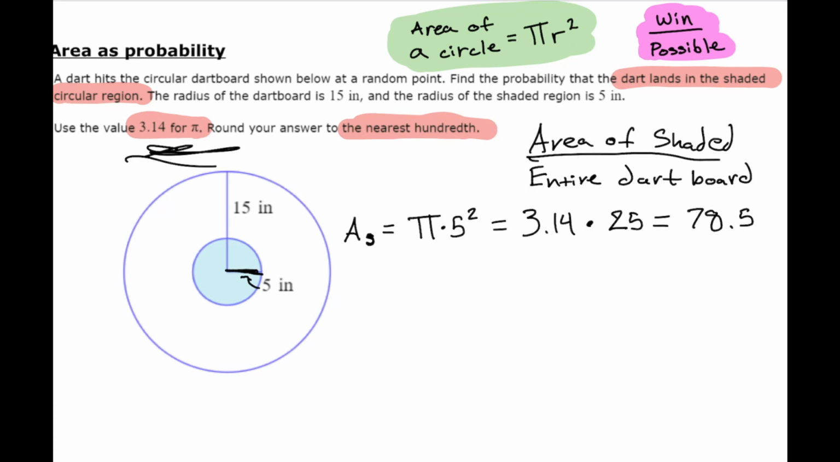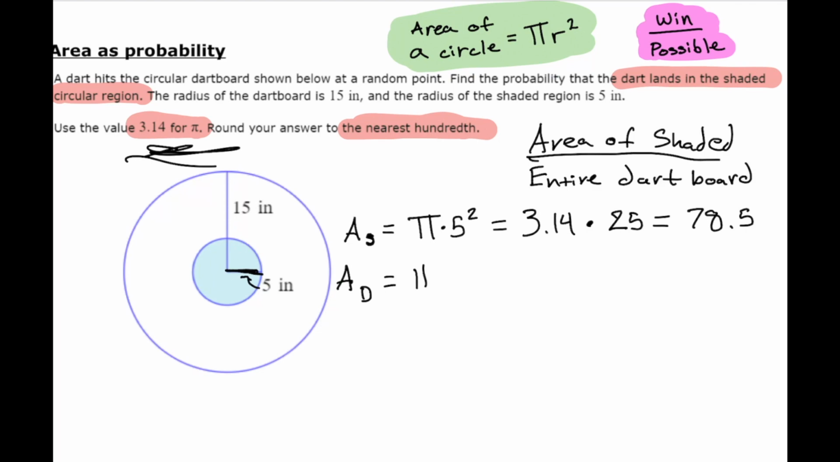Okay. That's only part of the problem, though. We've done the top of our fraction, area of the shaded. We need to do the entire dartboard as well. We need to find the area of the entire dartboard. So area, let's put D for dartboard. The area of the entire dartboard.